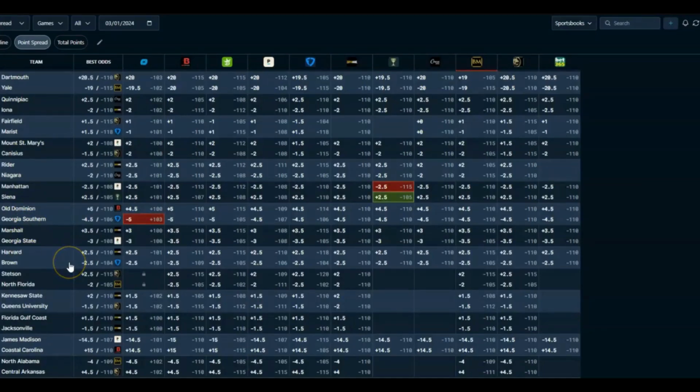Something's also fishy here because Brown is 4-12. They're at home against Harvard. Obviously, Ivy League rivals here, but you got minus 2.5 at FanDuel, best line out there. Sport Trade has it at minus 104. You've got some other books around minus 107. This minus 104 at FanDuel seems to be the best line.